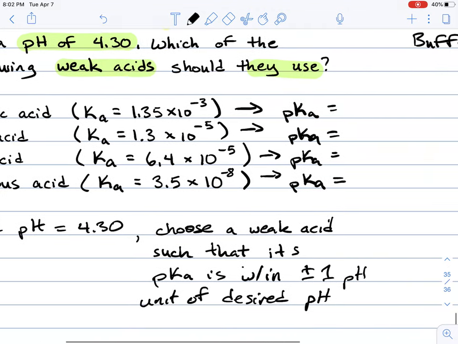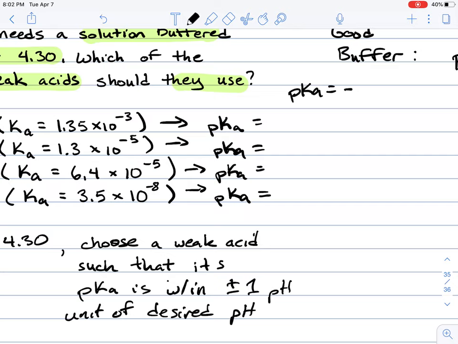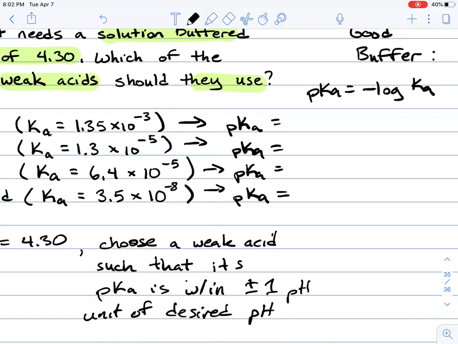And so to do that, we're just going to apply a simple definition. So remember that pKa is equal to negative log of Ka. So if we just take the negative log of all those numbers and then compare them to the desired pH, we can choose which weak acid will make a good buffered solution for a pH of 4.30.